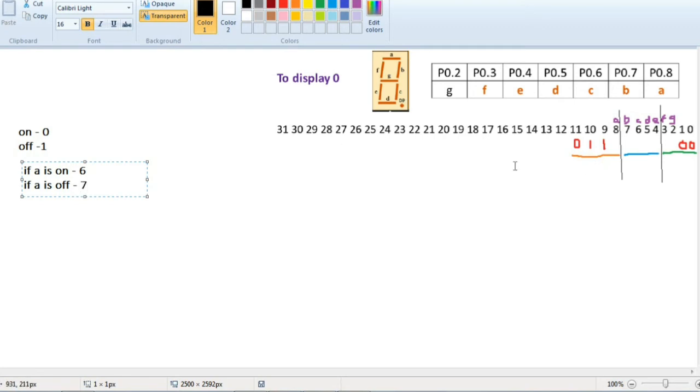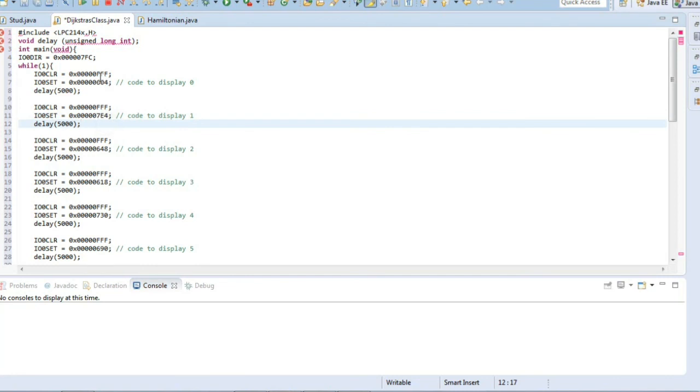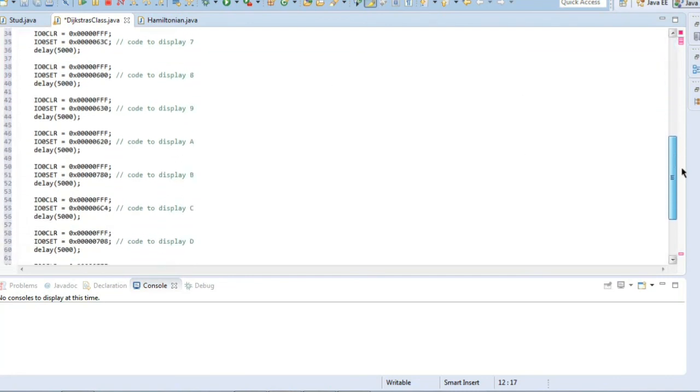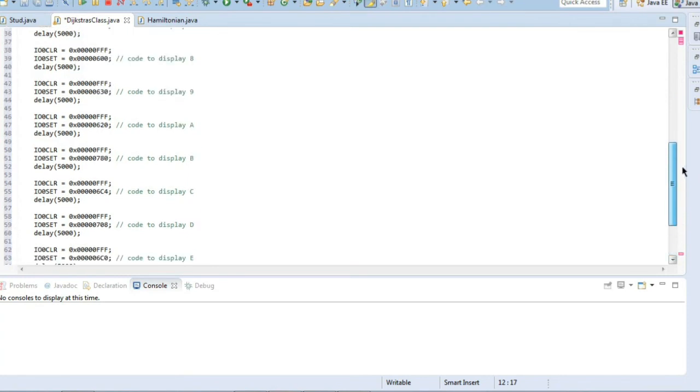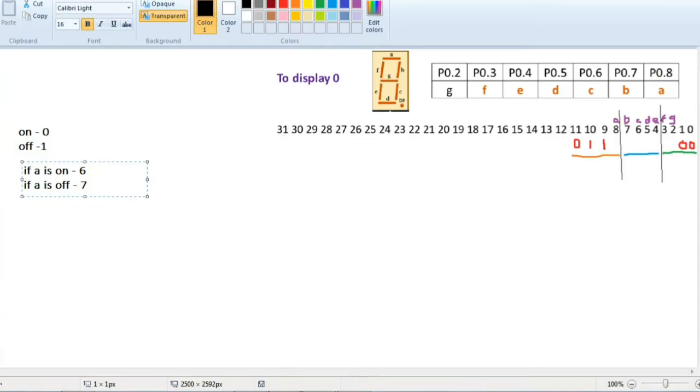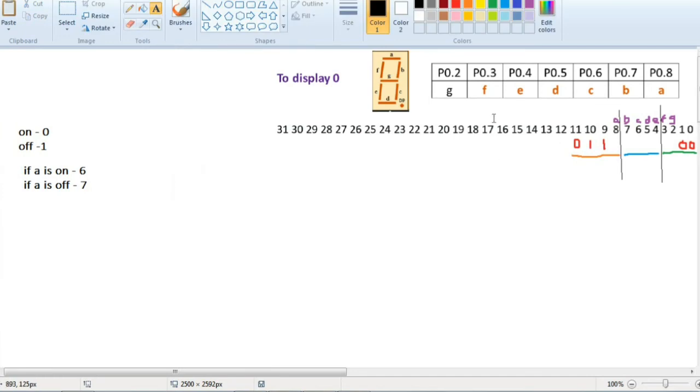For all the combinations, whatever we want to display here, the digit will have either 0 or 1, meaning A will be on or off. That means whatever code we want, it will start with either 6 or 7. If A is on, it will be 6. If A is off, it will be 7. All the codes you observe here have either 6 or 7 as the starting digit. So that's the second observation. Now let's move on to the next observation.